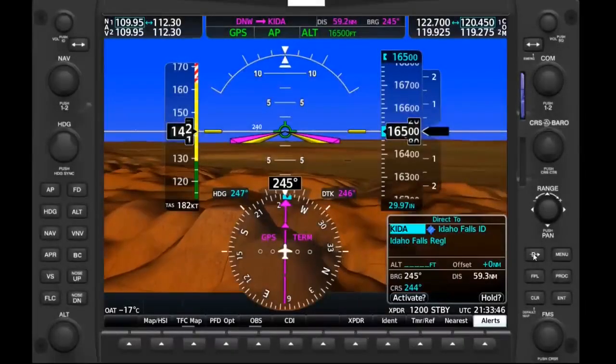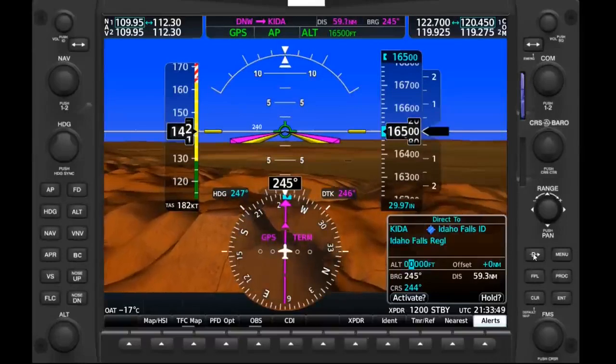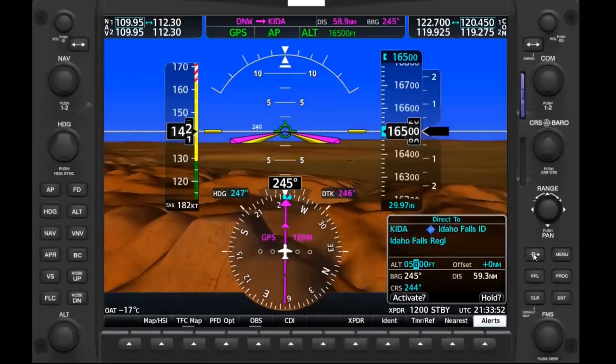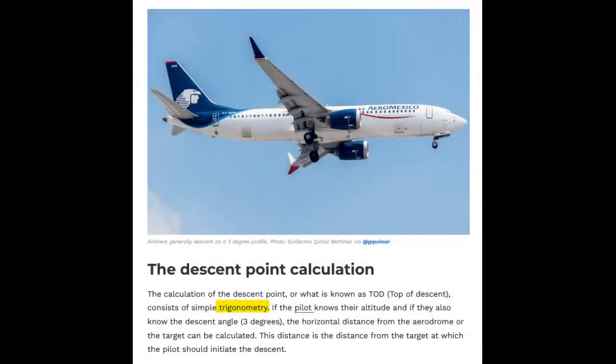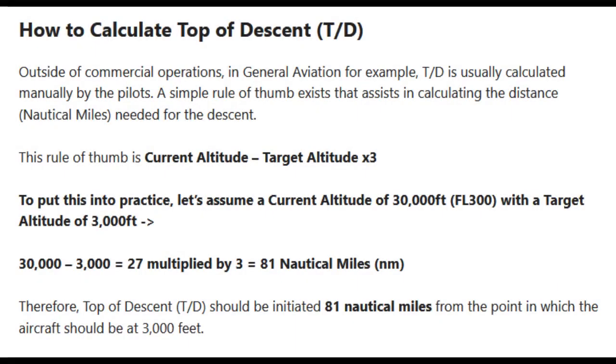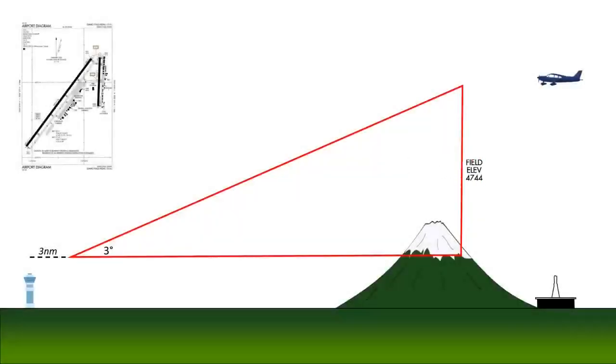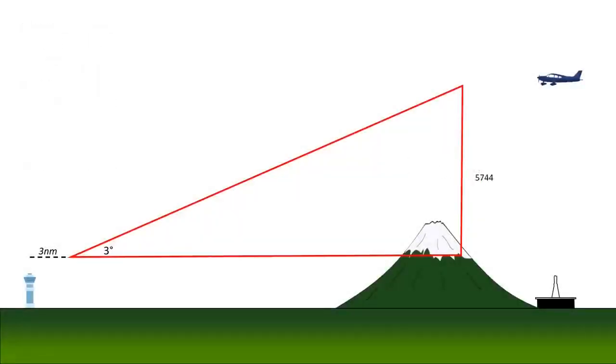Nowadays, top of descent is calculated by the flight management system and autopilot, but it all uses the same trigonometry, and a good pilot still continually applies rule of thumb calculations to make certain that the computer is correct. As a rule of thumb, top of descent is simply calculated by the change of altitude, current altitude minus the traffic pattern altitude at the destination, divided by 1,000 and multiplied by 3. That will give you the flatline ground distance from the airport to the top of descent point in nautical miles. That is a good rule of thumb, but to be exact, you use trigonometry.